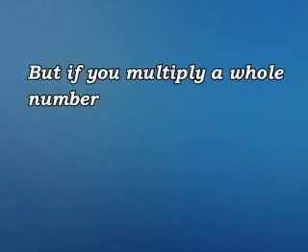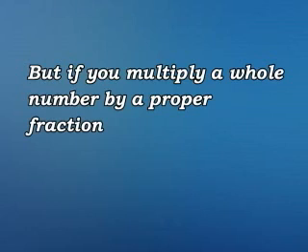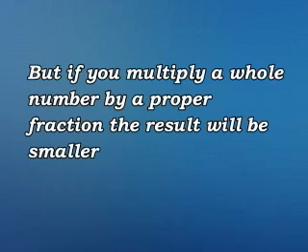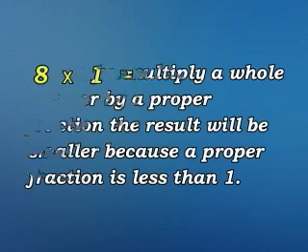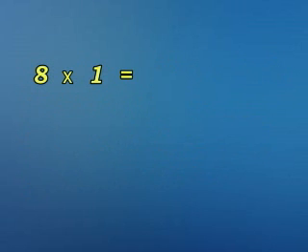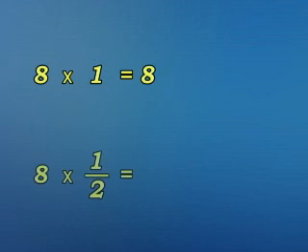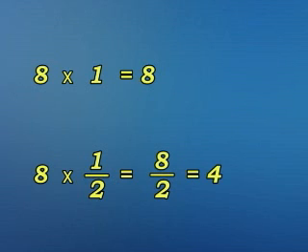But if you multiply a whole number by a proper fraction, the result will be smaller, because a proper fraction is always less than 1. Look at this. 8 times 1 equals 8, but 8 times a half is the same as 8 over 2, which is the same as 4. So if you multiply a whole number by a fraction, the result is always less.